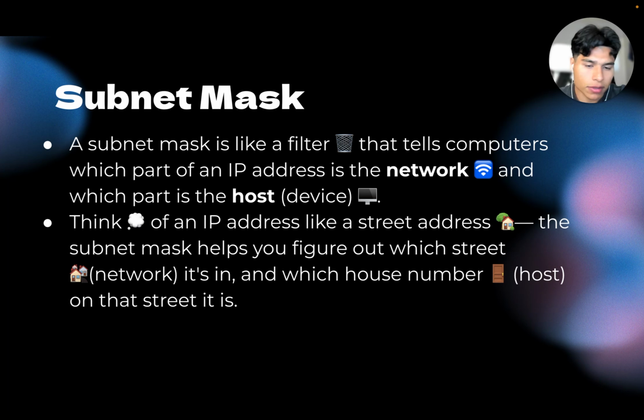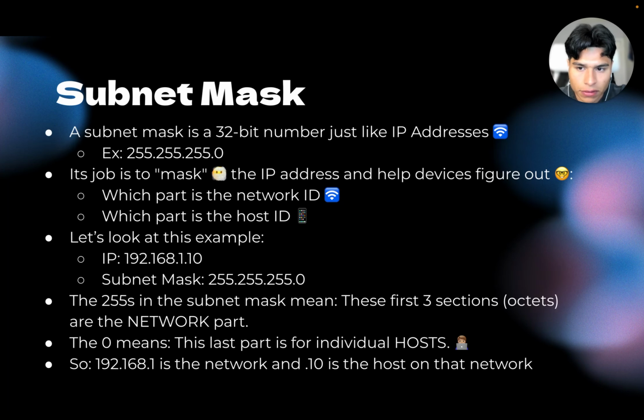Okay? So a subnet mask is a 32-bit number, so 4 octets, a 32-bit number, just like an IP address. And we have the example here, 255.255.255.0. Its job is to mask the IP address and help devices figure out which part is the network ID and which part is the host ID, right?